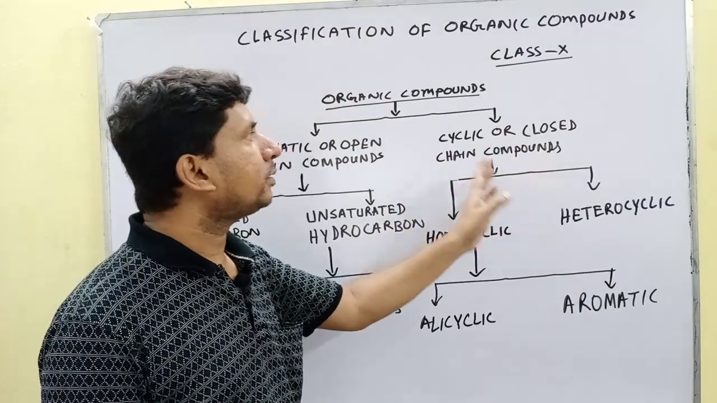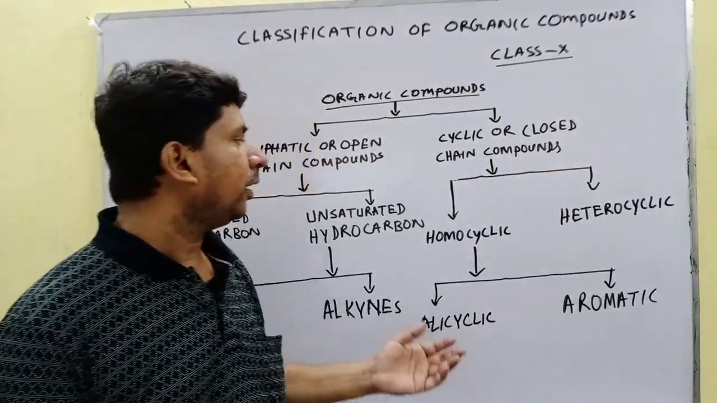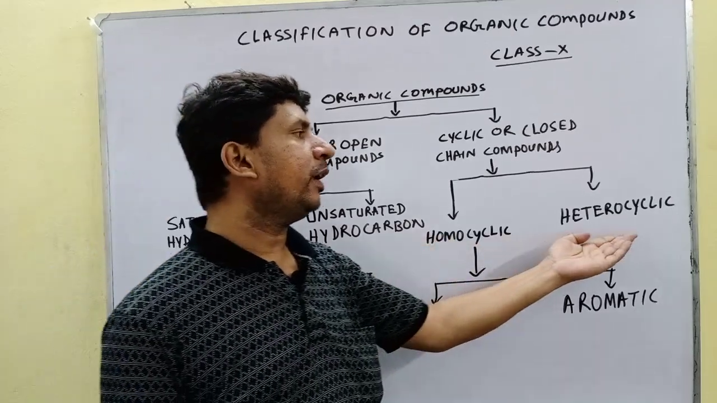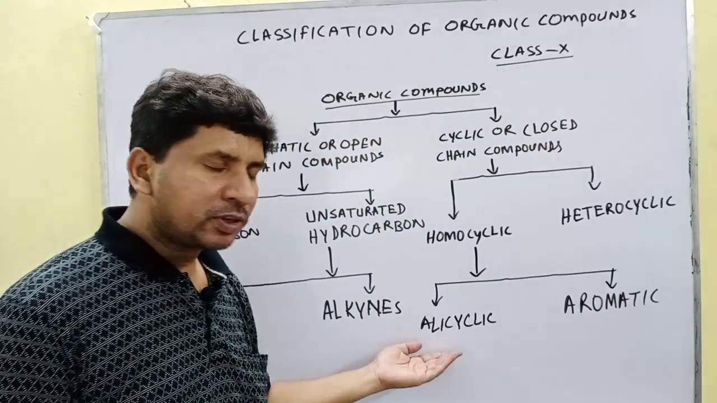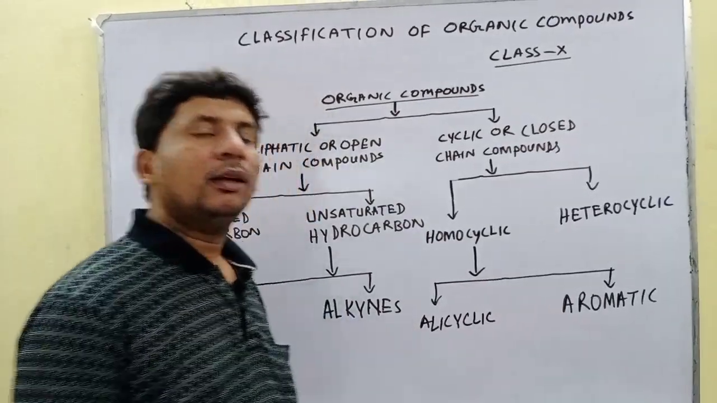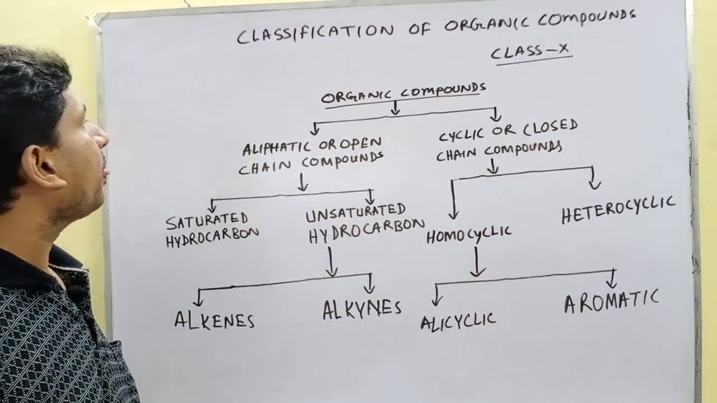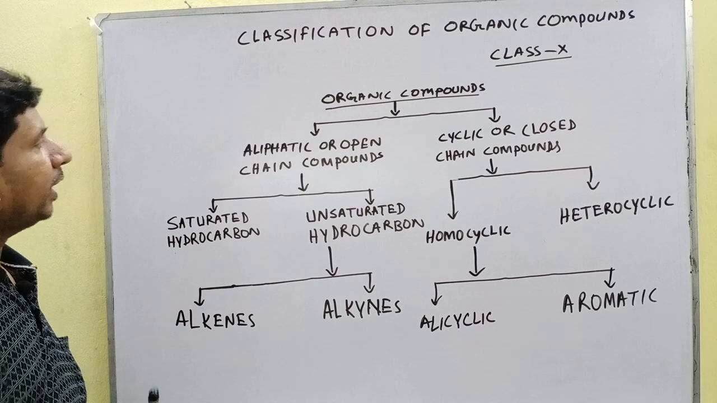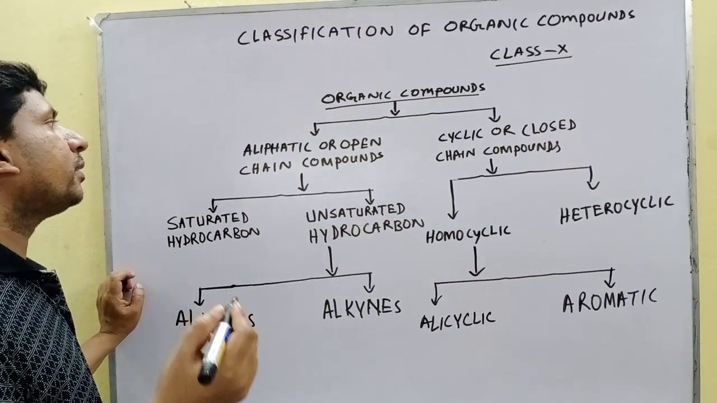On the other hand, cyclic or closed chain compounds may be homocyclic or heterocyclic. And homocyclic compounds may be subdivided into two types, alicyclic and aromatic. Now, which one is which? Aliphatic, that means aliphatic or open chain compounds.